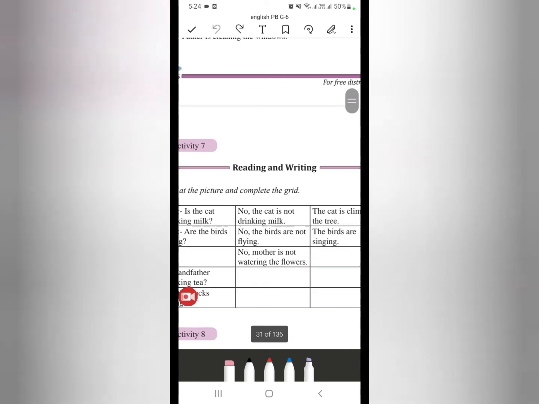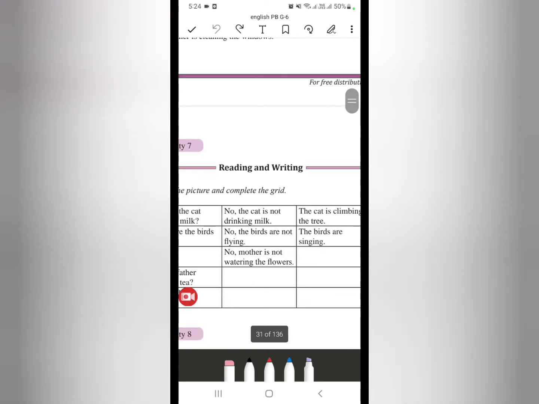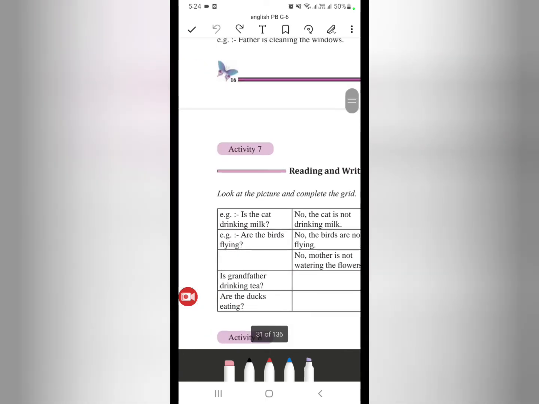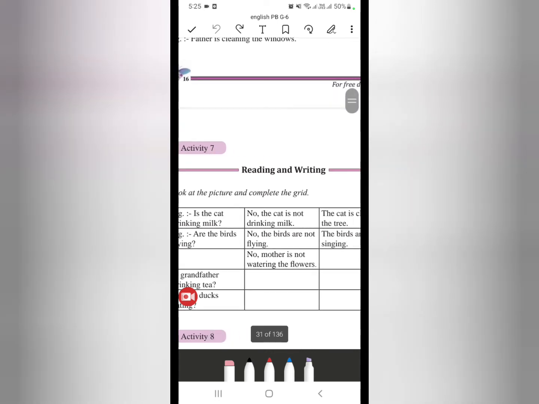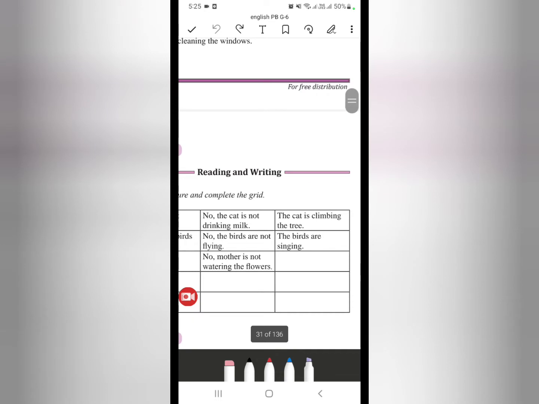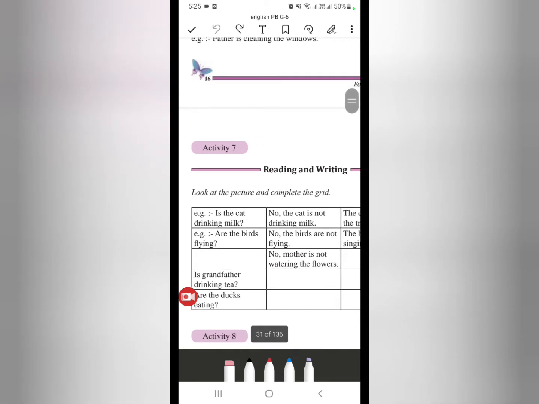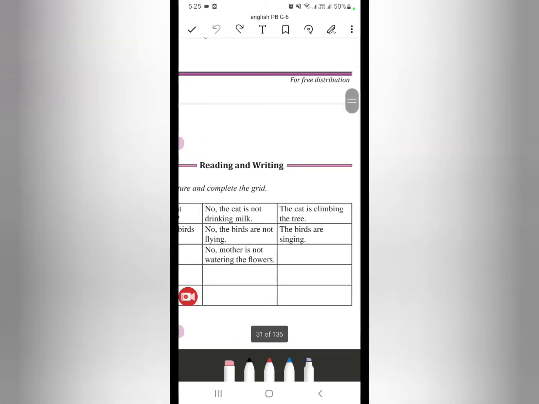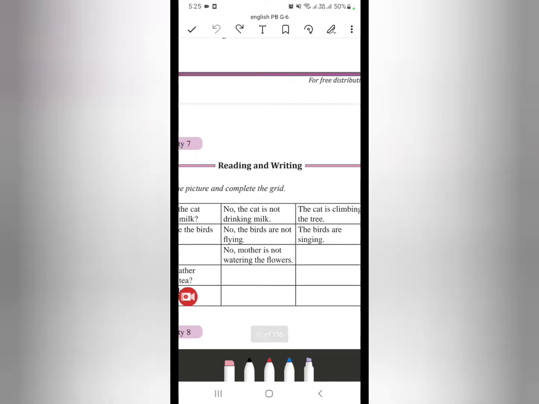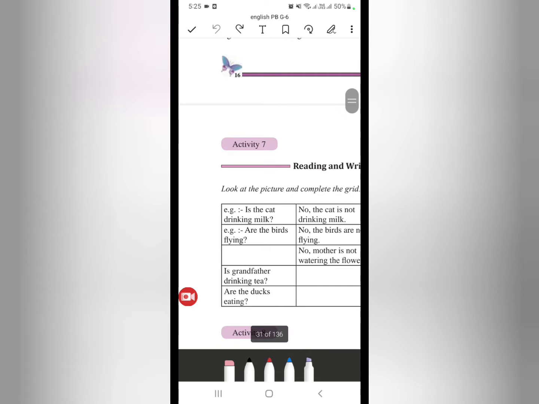Then, now we'll see the other. No, the cat is not. Then they have given a question and they have given the answer. And then they have given what the cat is doing. The same thing we should do in the other grid. Okay, now, is the cat drinking milk? No, the cat is not drinking milk. Then the cat is climbing the tree. Now we'll see the next one.